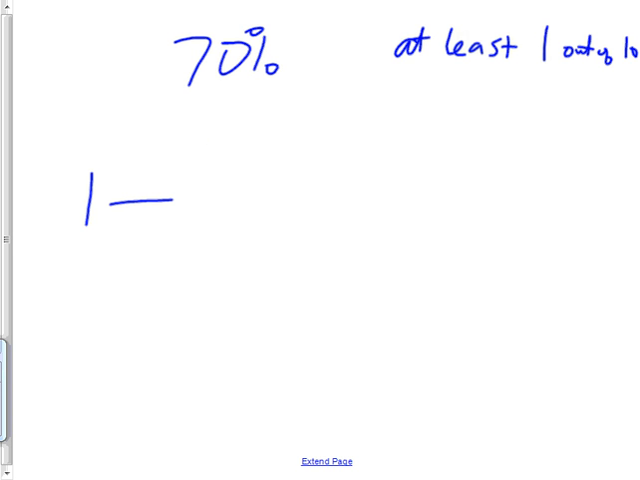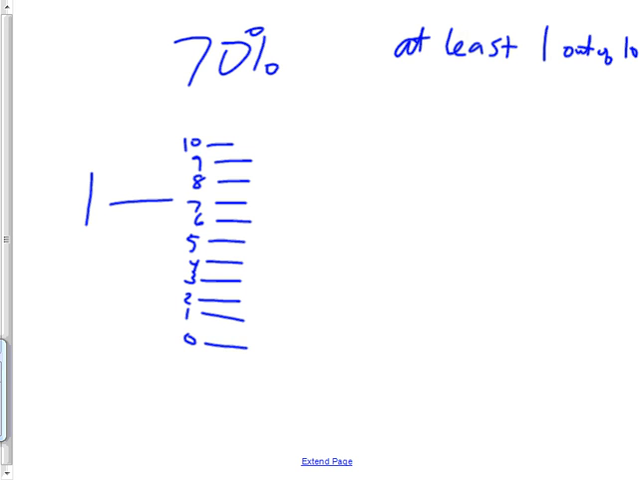Because there's this big list of, and this is making 10, 9, 8, 7, 6 shots, 5, 4, 3, 2 shots, 1 shot, or he could do 0 shots. And we can either add up all of those or find this one and go 1 minus that. Get what I just said there?